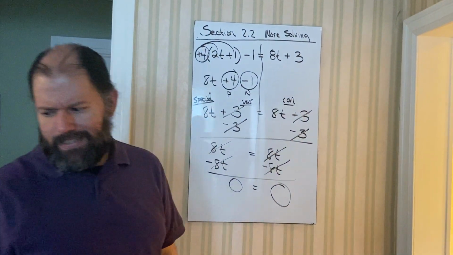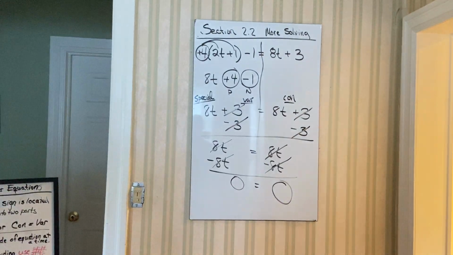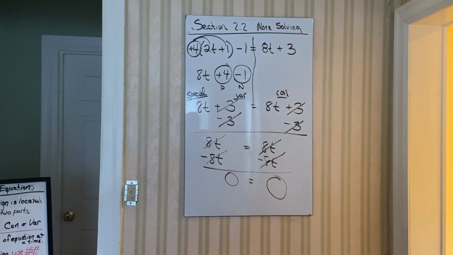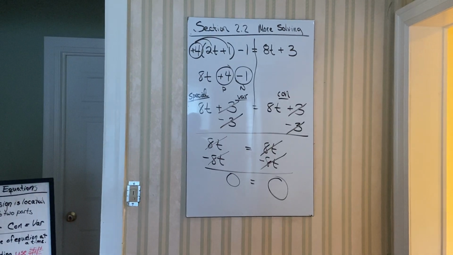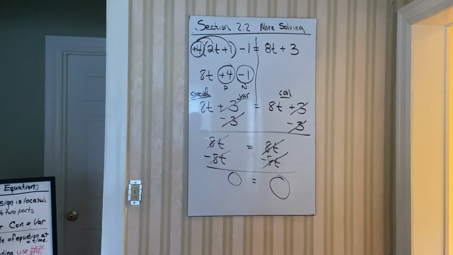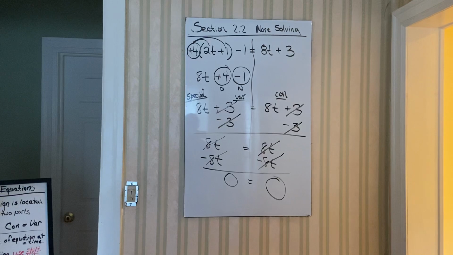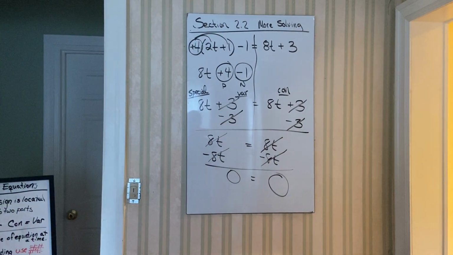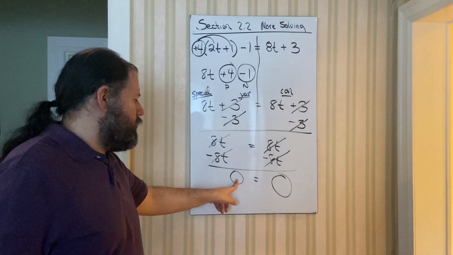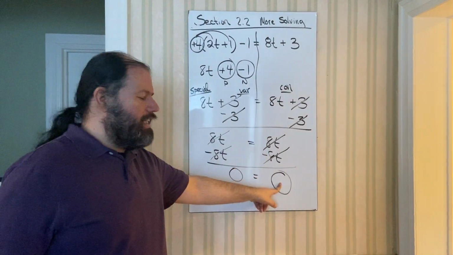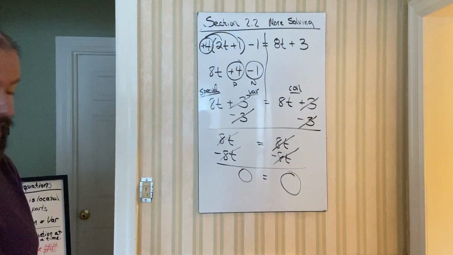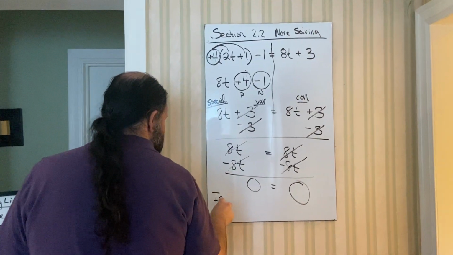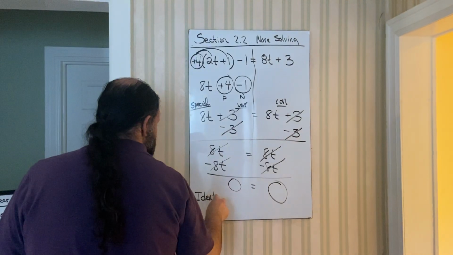But notice, this is a little bit different than our contradiction guy. Notice, this is a true statement. The other problem where we had 6 equals 0, that was a false statement, because 6 is never the same as a 0. But this is different. This is a true statement. You have a 0 on the left and a 0 on the right. That's a true statement. The technical term is this is an identity.